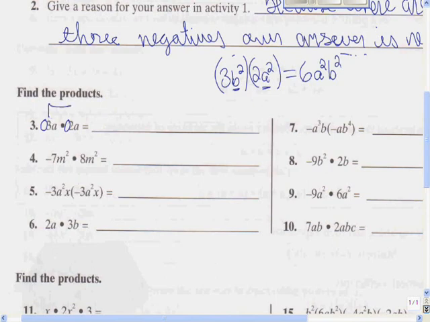Now I'm going to multiply my numbers together. What's 3 times 2? You should have said 6. I hope you did. Okay? 3 times 2 is 6.